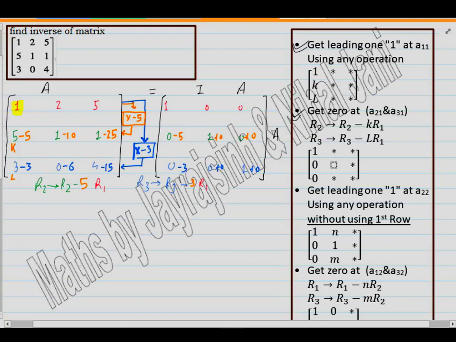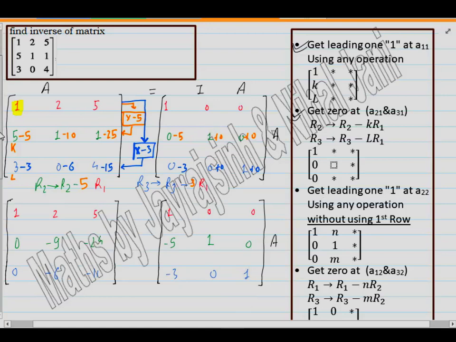In this process, our first row will be as it is, and the second row will be 0, minus 9, minus 24, minus 5, 1 and 0, and the third row will be 0, minus 6, minus 11, minus 3, 0 and 1. Okay, so we complete our second step.